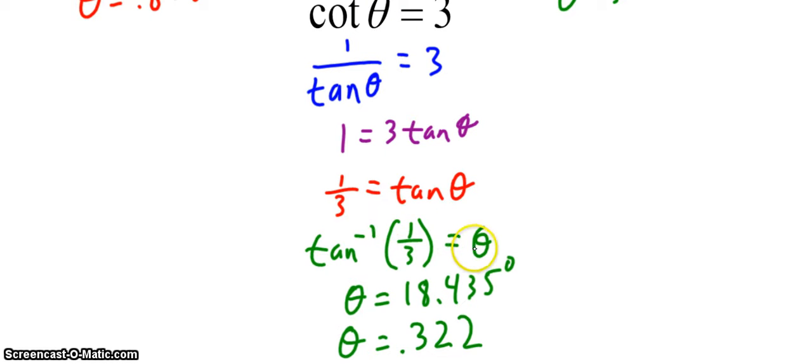So now this I can type into my calculator by doing tangent inverse of 1/3 equals theta in degrees. That's going to be 18.435 degrees. In radians it's 0.322.